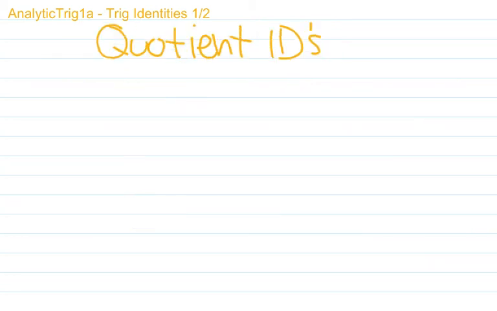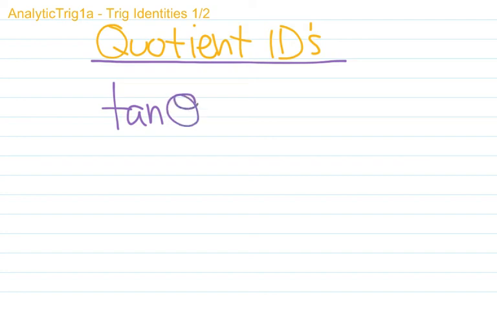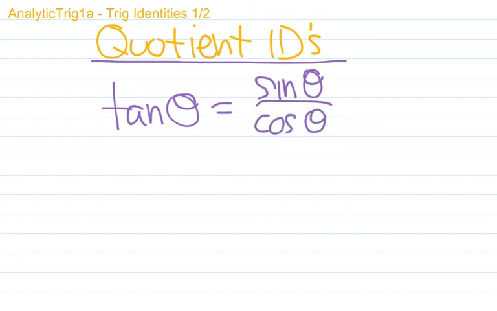Okay, next up, we got quotient identities. These are brand new to you, and we just have 2 of them. The first one goes something like this. Tangent theta is the ratio, or the quotient, of sine and cosine. Hey, that's special. I wonder why that is. And then the other one is cotangent theta, which is just flipped upside down.